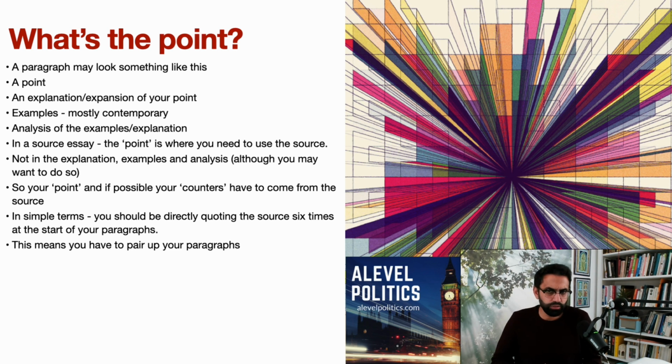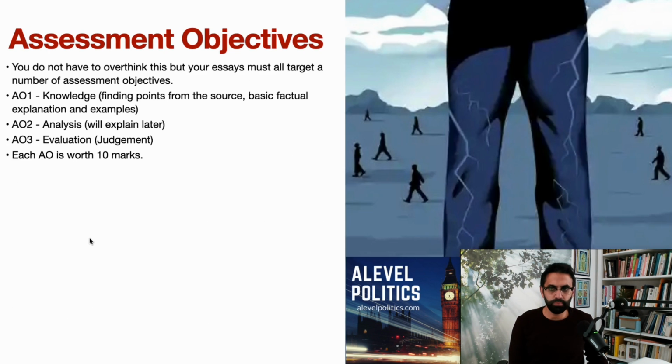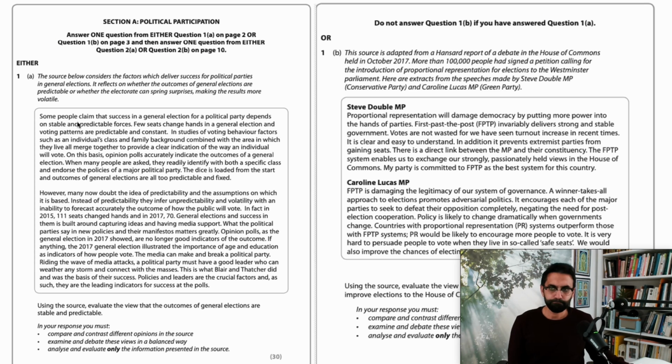Now, when I say quoting the source, actually quote it. Use speech marks. Don't overquote it. Do make sure you quote the sources so it's very clear to the examiner that you are using the source. That basically means you've got to pair up your paragraphs, right? So in every source, if we were to go back to this source, you will have a point for and a point against.